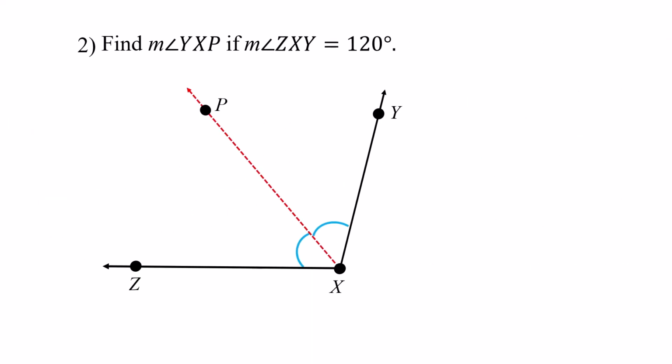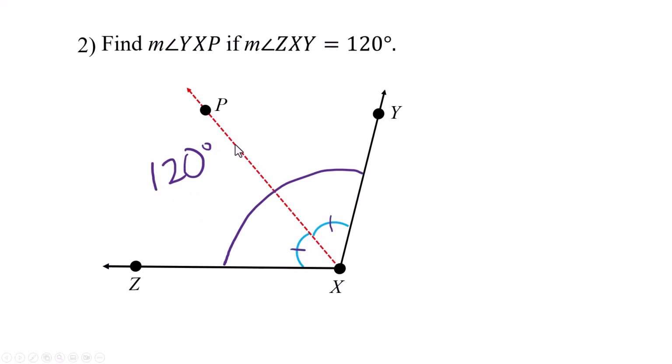All right, this one's probably a little trickier. Let's see. Find YXP. YXP is this angle right here. And they're telling you that ZXY, oh, that's the whole thing, is 120. So the entire angle is 120, which means each one of these needs to be half of that. They're the same.